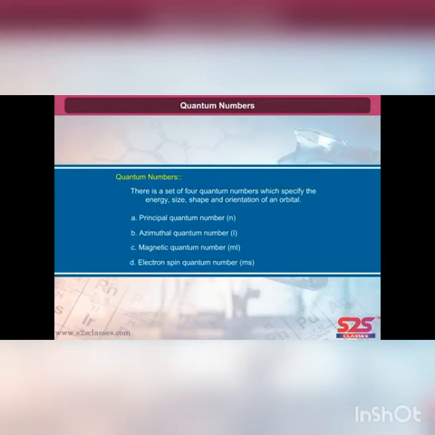Quantum numbers. There is a set of 4 quantum numbers which specify the energy, size, shape and orientation of an orbital. A. These are the principal quantum number n. B. Azimuthal quantum number l. C. Magnetic quantum number ml. D. Electron spin quantum number ms.